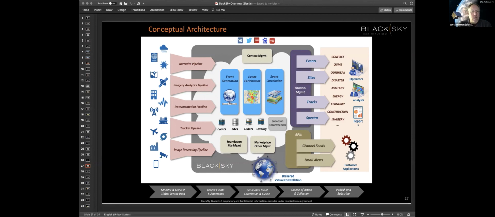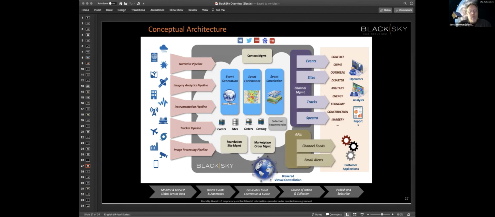The instrumentation pipeline and the tracker pipelines are both about bringing in observations. Instrumentation pipeline is more about scientific observation. The tracker pipeline is about things that move. So think ships and trucks and containers and aircraft. That gets processed in that pipeline. These pipelines flow in and are stored in essentially a big data lake. And our data lake is based on Elastic.